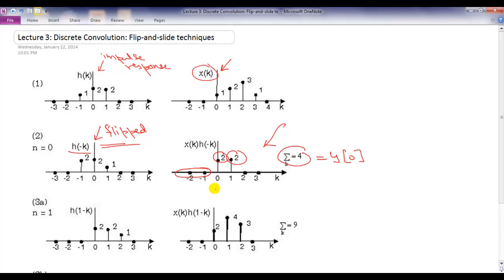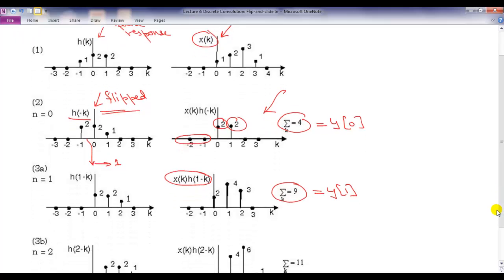Now, if you want to compute y of 1, then you look at this flipped version and you slide it by 1. So this 2 comes here and everything gets shifted to the right. You do the multiplication again. This is what the multiplication looks like: 2 times 1 is 2, 2 times 2 is 4, 1 times 3 is 3, and everything else is 0. Then you add them all up. The sum is 2 plus 4 plus 3, which is 9, and that is y of 1. And you can do a similar thing for other cases.